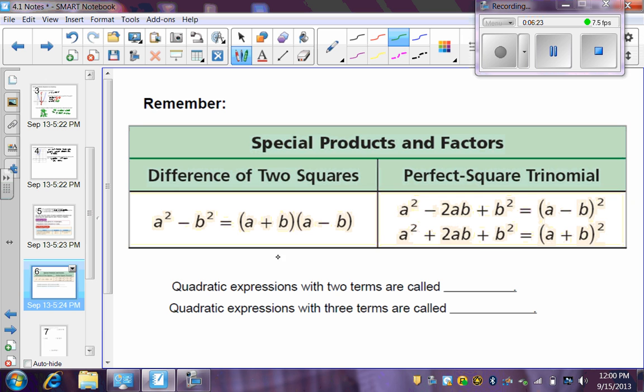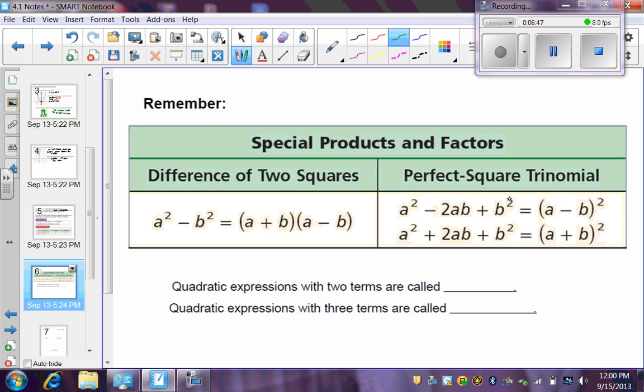Now, because we will be factoring to find our solutions, our roots, our x-intercepts, we are going to go back and refresh on our special products. First one is the difference of squares. If you have a squared minus b squared, then that's just equal to a plus b times a minus b.